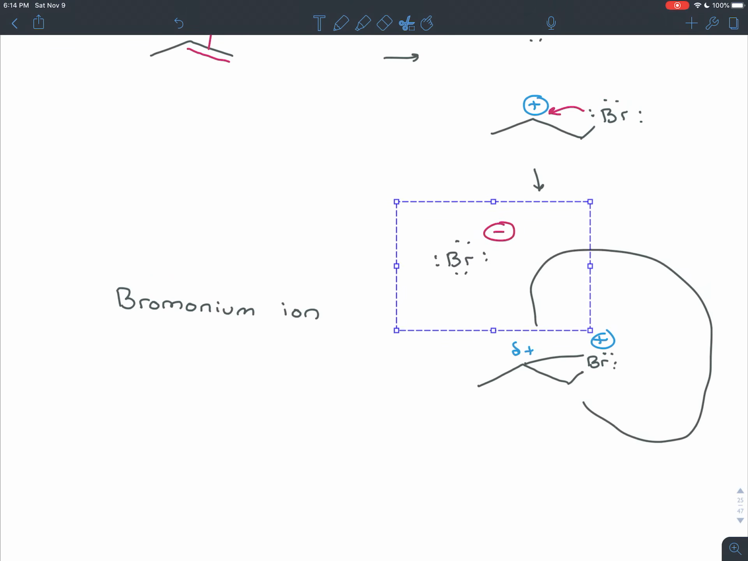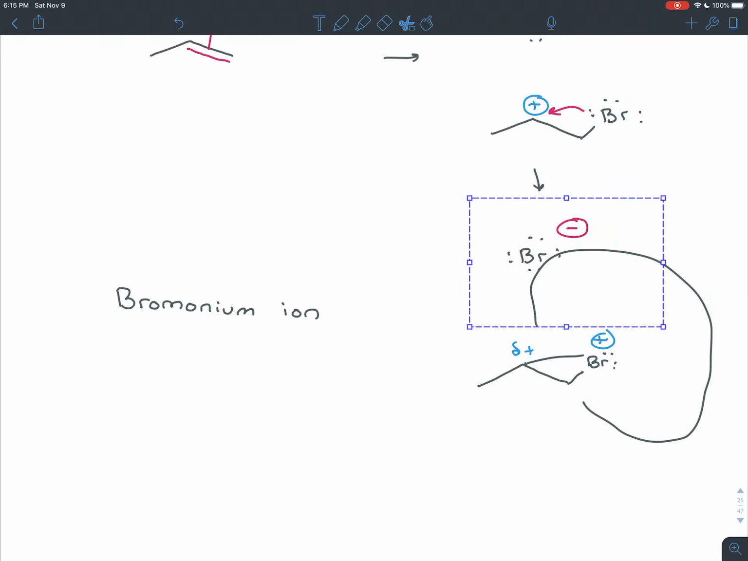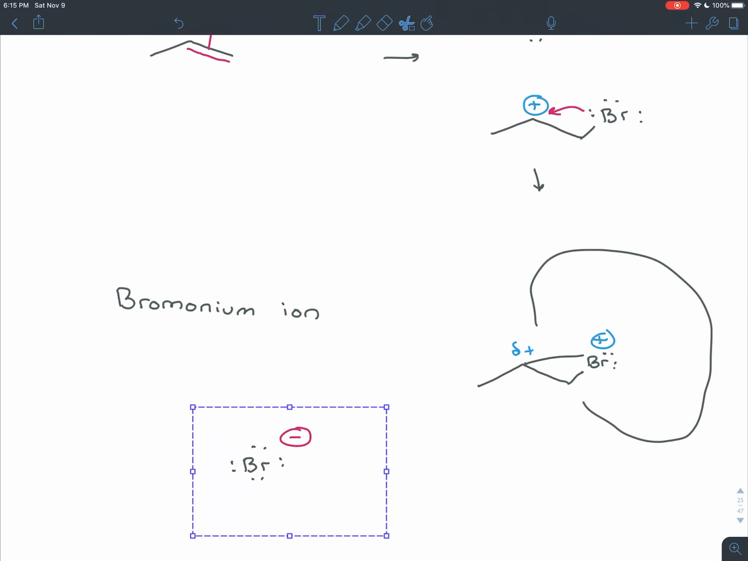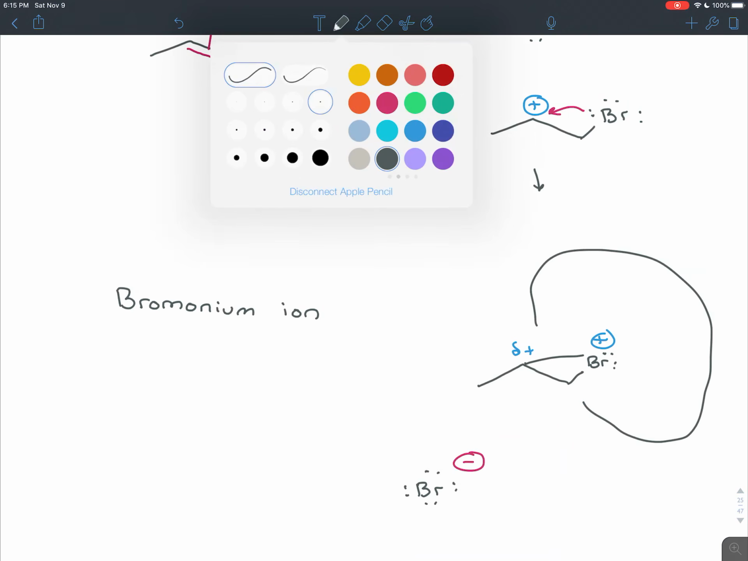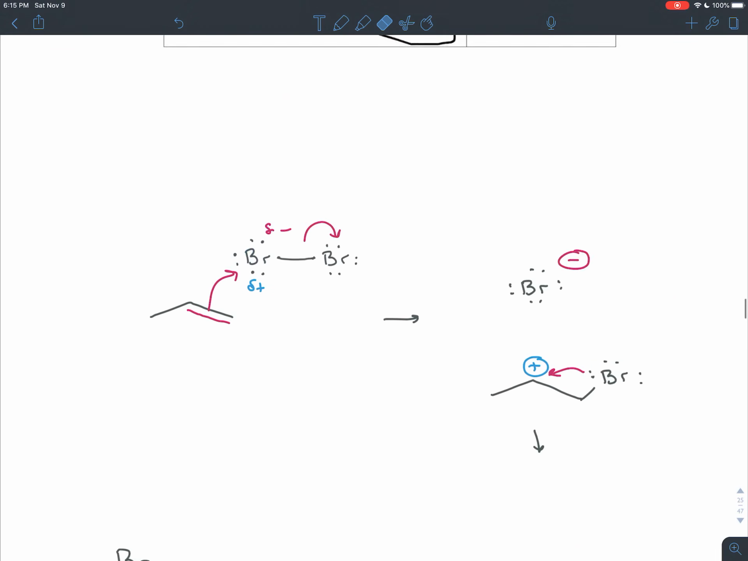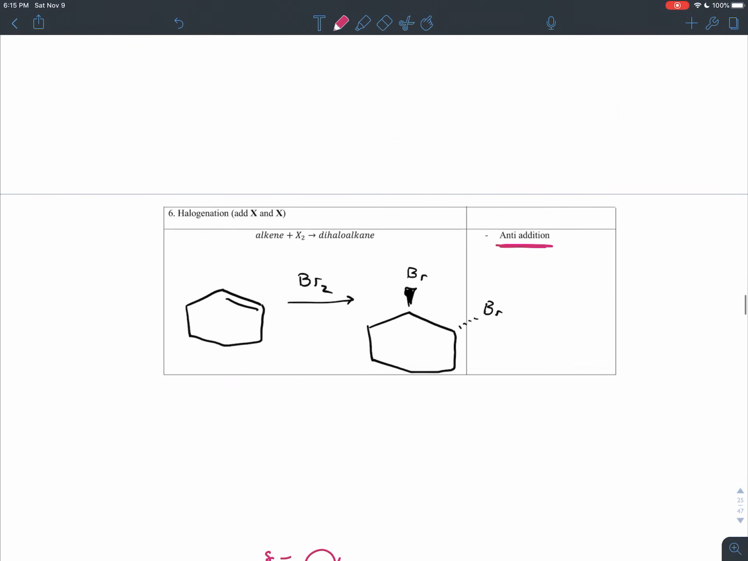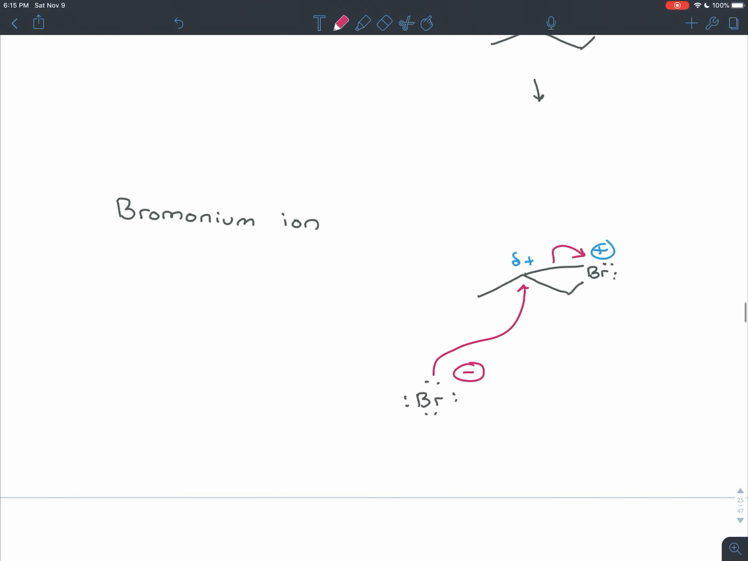It cannot attack it from the same side that the other bromine is on. It tries to get close and it gets bumped away by that bromine. It tries to get close, bumped away. In other words, it has to attack from the opposite side. This bromide ion has to attack from the opposite side, and that is the reason why this is anti-addition. If you look at the notes for this, it is anti-addition, and so you end up with the bromines facing opposite directions. If one's coming out at you, the other one will be going away. That's because once the bromine is on there in this bromonium ion, it's too big to allow the other bromine to attack on the same side.